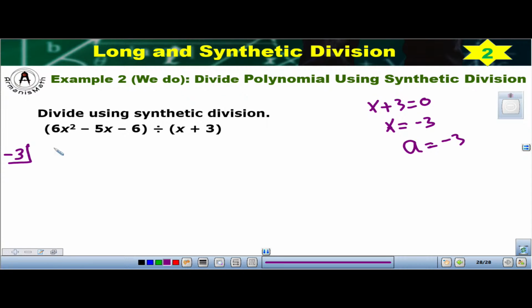Now, what are the coefficients I'm going to take here? 6 is one of them. Since I'm already in standard form, I'm able to just take them the way they are. I've got negative 5. And I also got negative 6. And I'm going to leave myself an empty line. What do I leave here? Why is this here?